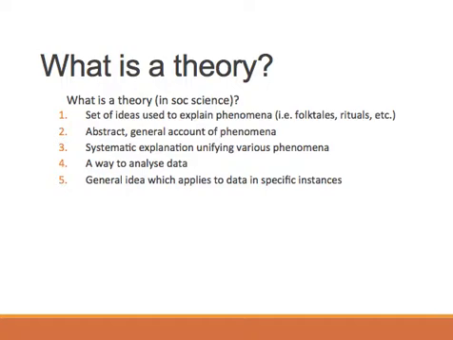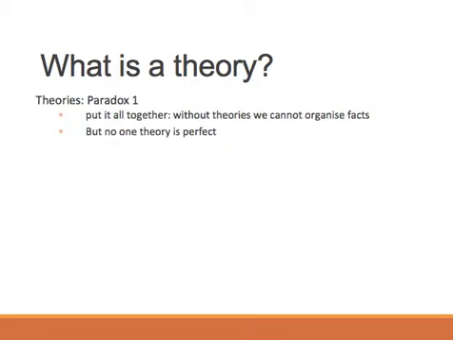Most anthropologists see that the information we get from field workers is never unbiased, and is produced in certain historical and social conditions. But anyway, you could put those objections aside and say a theory is a way to analyse data, or a general idea which applies to data in specific instances. So we see different paintings and we can analyse them using the same Freudian theory. Whatever we define a theory to be, there are certain paradoxes about theories.